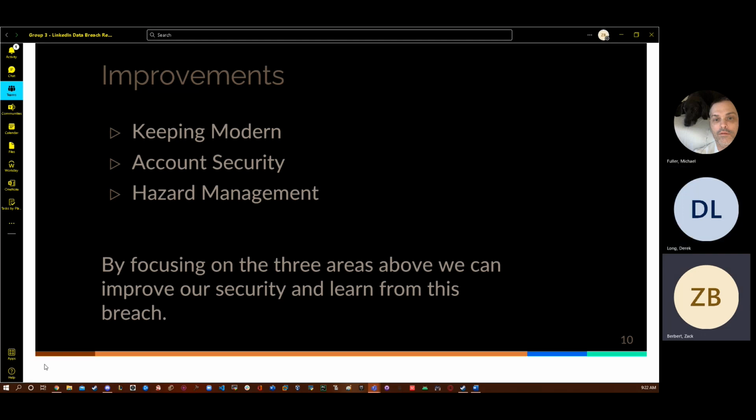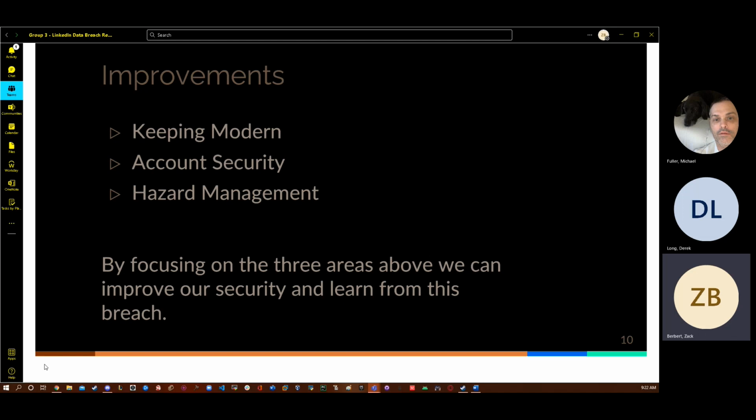Second was account security. We talked about how they didn't have multi-factor authentication of any form at the time, and after the breach, they implemented it. If we, as a company, require it as a mandatory system, it should keep our users and all the user credentials safe, and makes it a lot harder for an account to be hacked with that two-factor authentication.